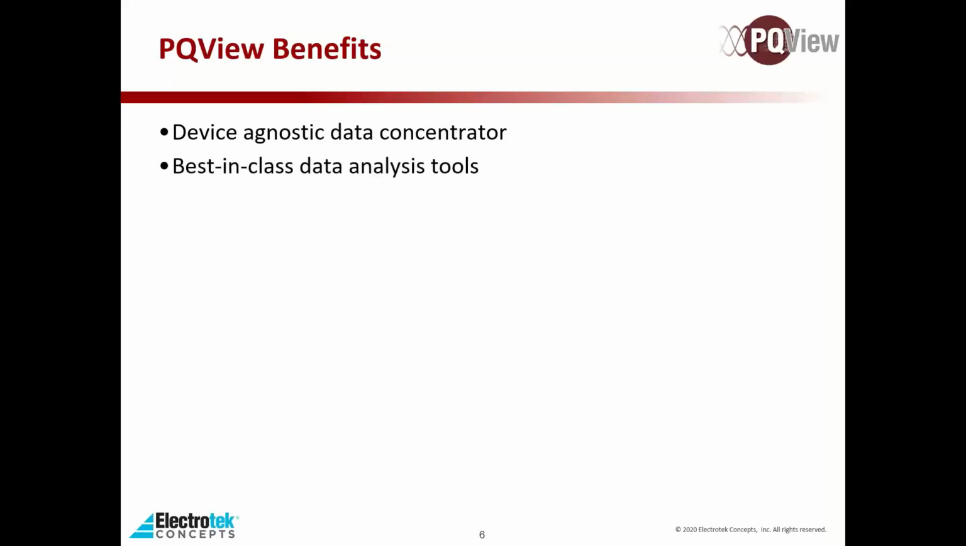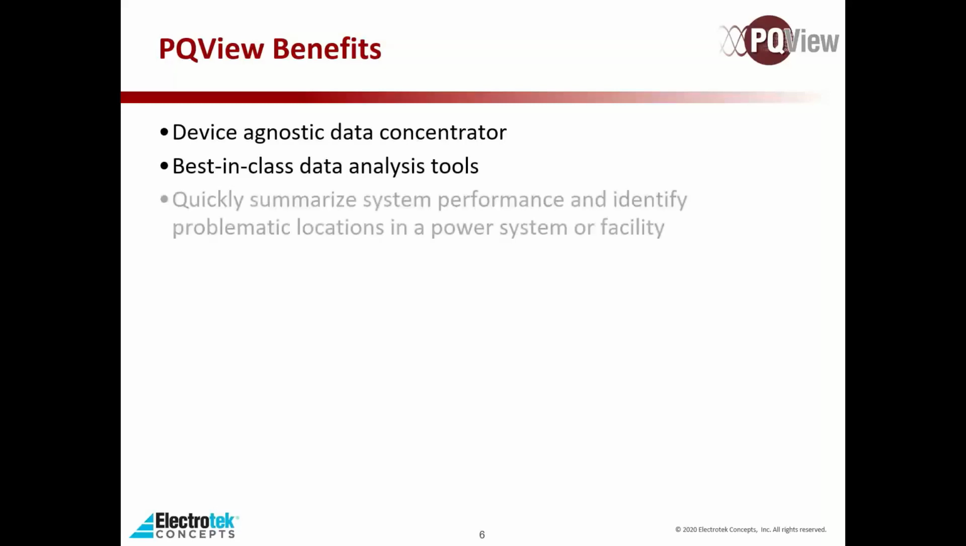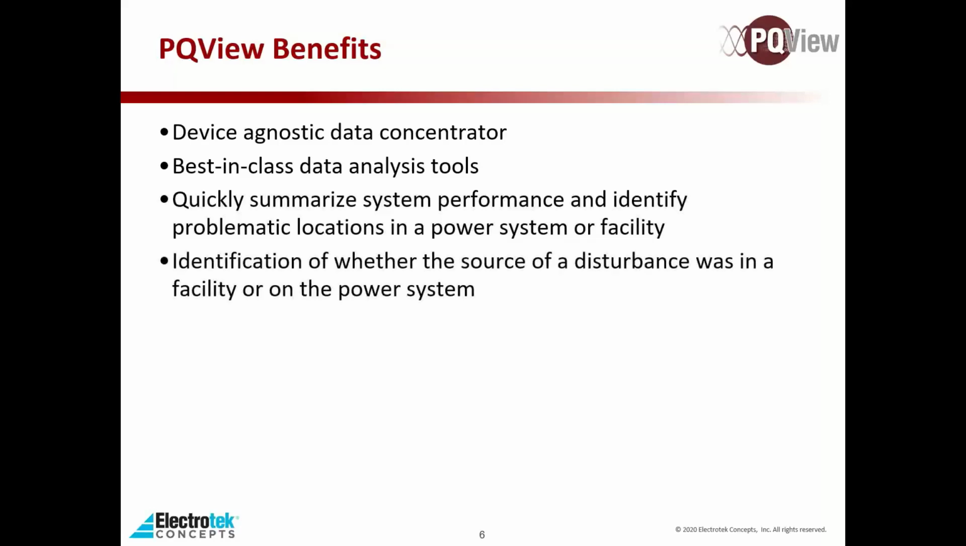So once you have that data concentrator, we then have what we consider to be best-in-class data analysis tools, which allow you to quickly summarize your system performance. By looking at your system, say geographically, or highlighting hot points based on thresholds and triggers, by analyzing the data in PQView, by seeing your system all at once, you're able to find problematic locations inside your power system or your facility, and also know whether you need to be looking for problems by using your performance and doing benchmarking, which is another benefit of our software.